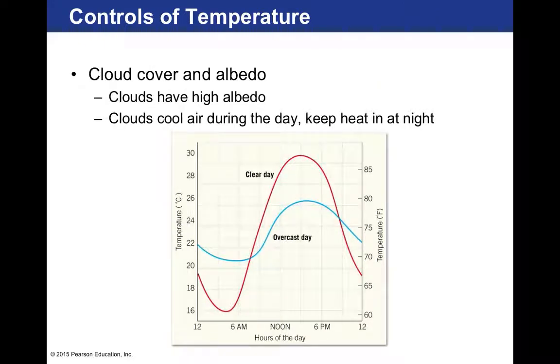And this is an example of cloud cover versus some place having a high albedo. So if clouds have a high albedo, then clouds can cool air during the day, but they can also keep it heated at night. So just an example of how temperatures can change depending on if you have a cloudy day or a clear day.